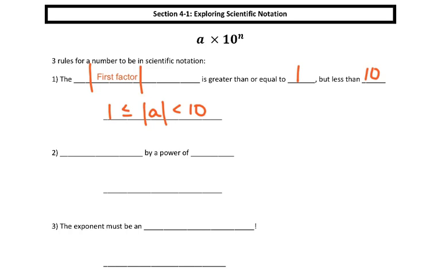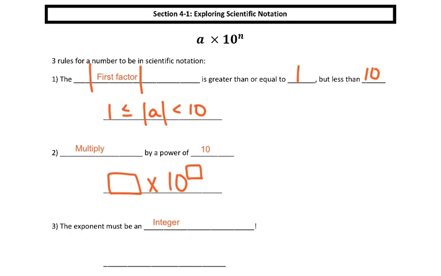The second rule is that we multiply by a power of 10. As you can see in the example up here, we are multiplying by a power of 10. So the first number had to be between 1 and 10, and then we multiply by a power of 10. We take some number and multiply it by some power of 10. And then the third rule deals with the exponent. In this case, the exponent is n. The exponent has to be an integer.